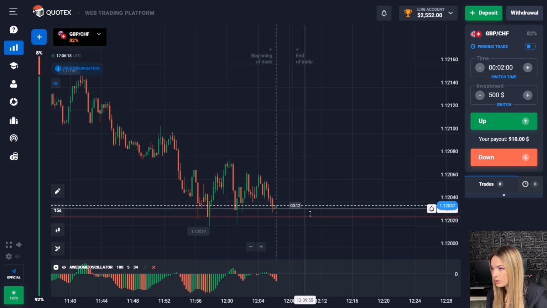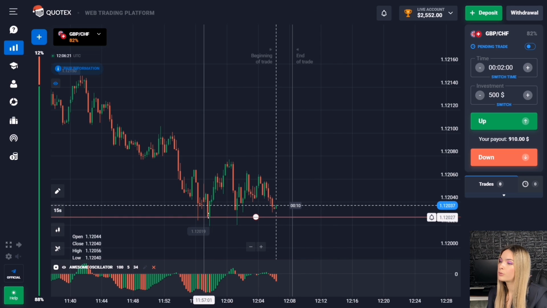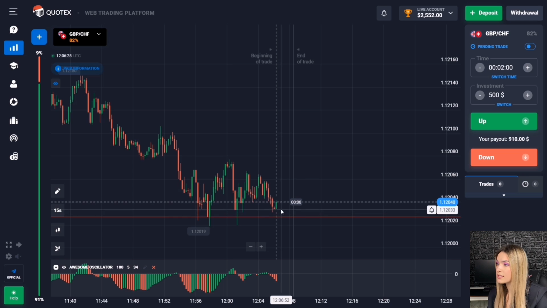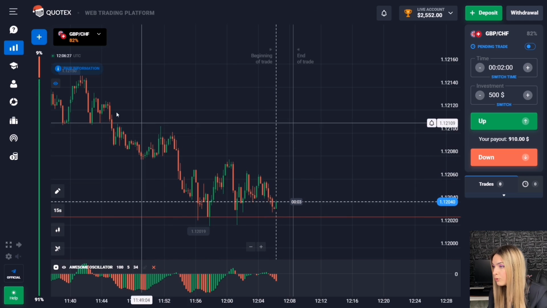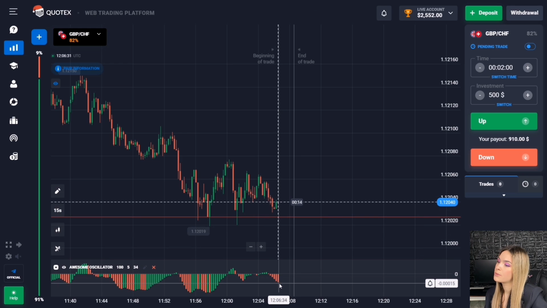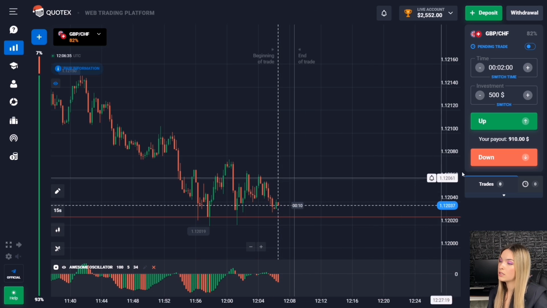Here we see the support level and we also see that at the moment the price is approaching our level, there is a certain compression and the main price highs are also become lower. At the same time, a red histogram is formed. This means that the volumes are growing downwards. Here proposed to open a deal for 2 minutes to go down.